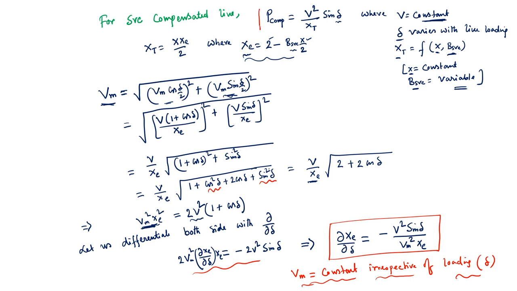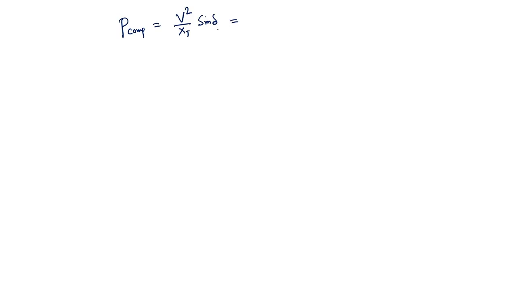Now, we know that this P comp is this, and x t is basically a function of x c as well. So, if we write it in the next page, from the previous page I can just copy this: P comp is equal to V square divided by x t sin delta. So, what is the expression? This expression gives you the power flow of the midpoint SVC compensated short symmetrical lossless transmission line. Okay. So, here we know that x t is equal to x plus x c by 2. So, this can be written as V square sin delta divided by x plus x c by 2.